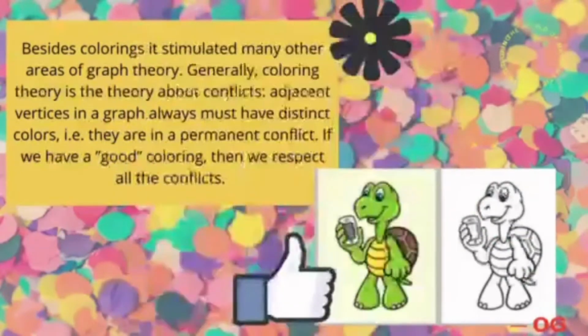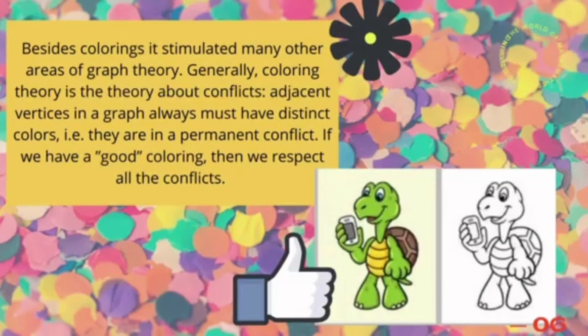Generally, coloring theory is the theory about conflicts. Adjacent vertices in a graph must always have distinct colors. They are in a permanent conflict. If we have a good coloring, then we respect all the conflicts.